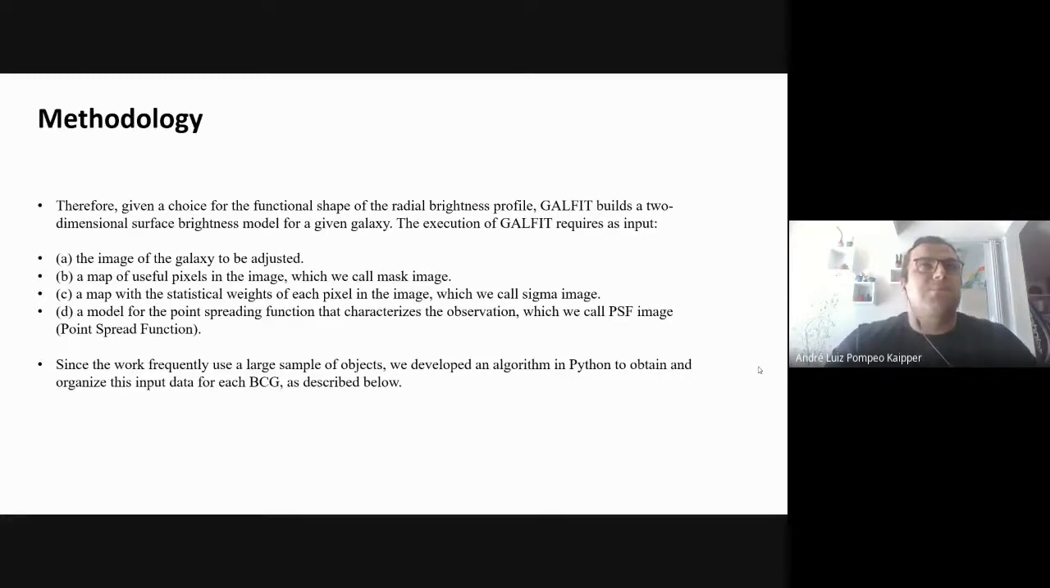Before I start the routine GALFIT, I need to give it some images to work on. I need to give the image of the galaxy to be adjusted, a map of useful pixels in the image, which we call the mask image, a map with the statistical weights of each pixel in the image, which we call the sigma image, and a model for the point spread function that characterizes the observation, which we call the PSF image.